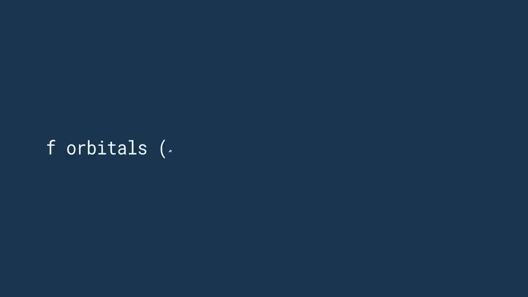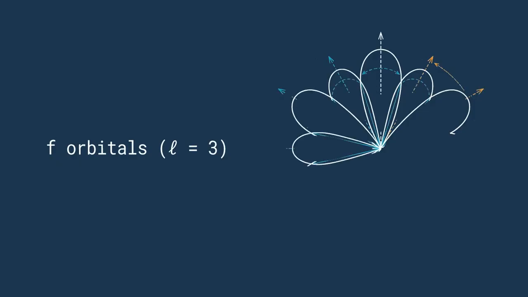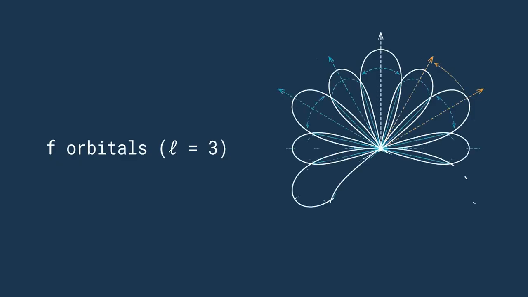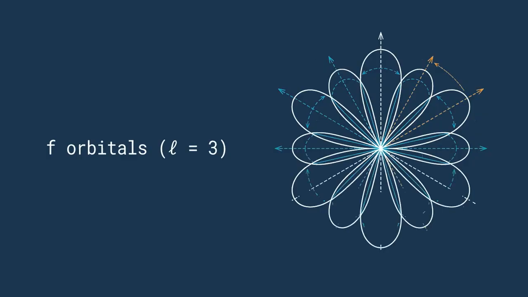F orbitals follow the same pattern. With L equals 3, they have 3 angular nodes and even more lobes. Their shapes are more complex, and at an introductory level, it is usually enough to know that they continue the same wave-based logic.